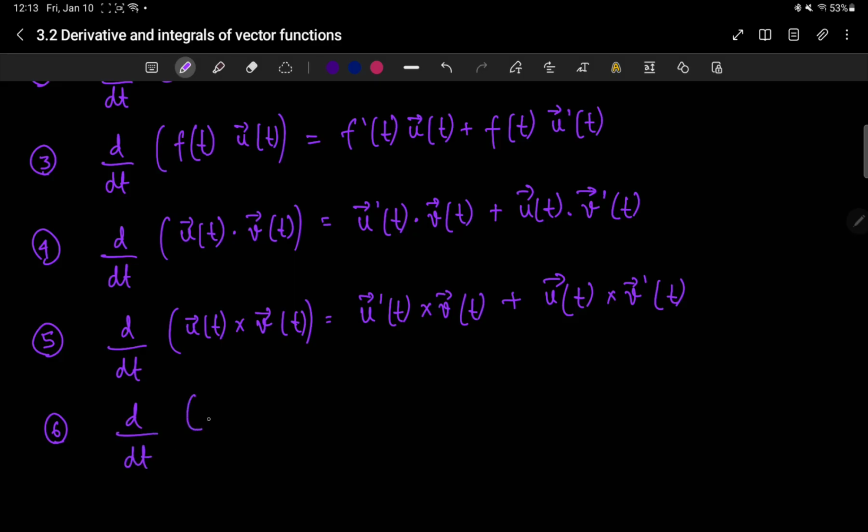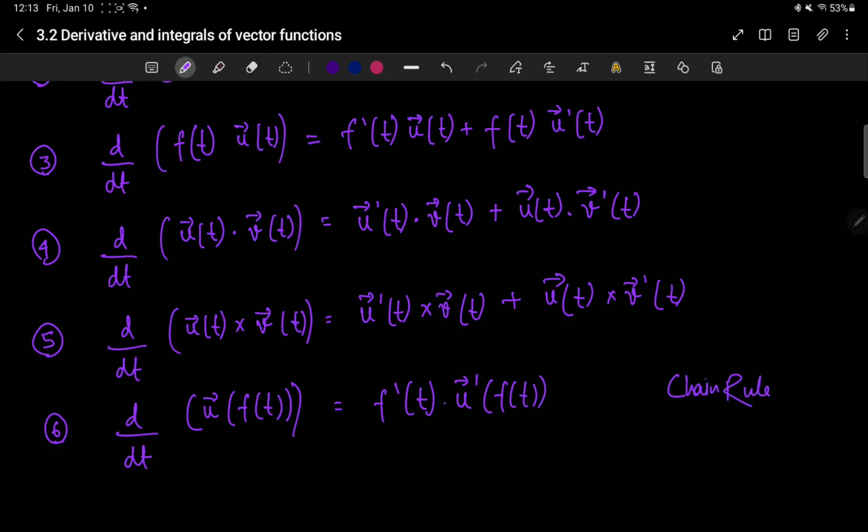And the very last one is if I have u of f of t, meaning this is a chain rule scenario. I think I put an extra one here. Oh no, I did need that. Chain rule, so it will be f prime of t times u prime of f(t). So this is pretty much the same as the chain rule scenario that we have.